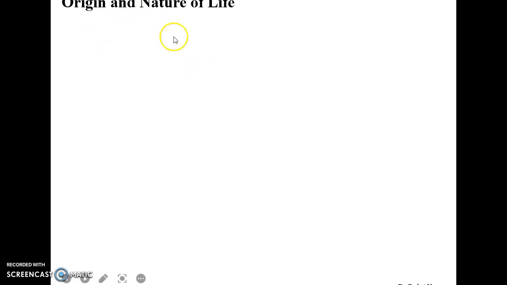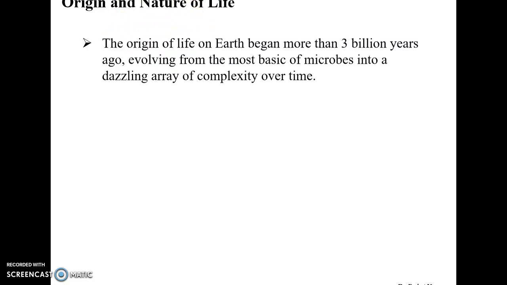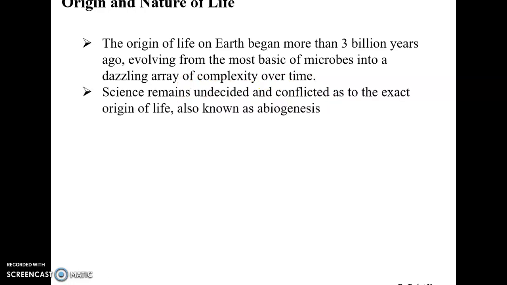Before going into detail about evolution, we'll first discuss the origin and nature of life. The origin of life on Earth began almost 3 billion years ago, and it has evolved from basic microbes into a dazzling array of complexity with the passage of time. Science remains undecided, with conflicts about the exact origin of life. Some scientists believe in abiogenesis, that is, the synthesis of living things from non-living things.